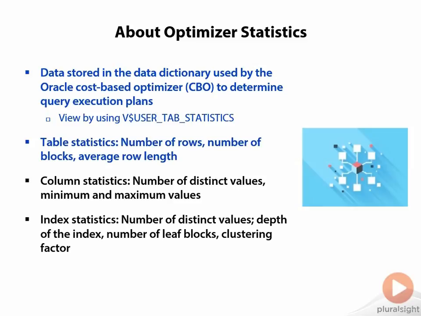Speaking of which, that is one category of optimizer statistic. Table stats look at the number of rows in a table, the number of blocks being consumed in your data file, the average row length. Column-by-column statistics include the number of distinct values, or the cardinality of data within a column, and the minimum and maximum values. I hope your mind is turning.